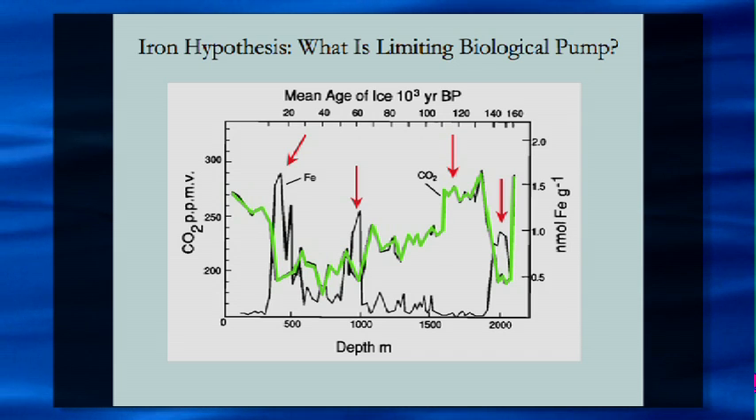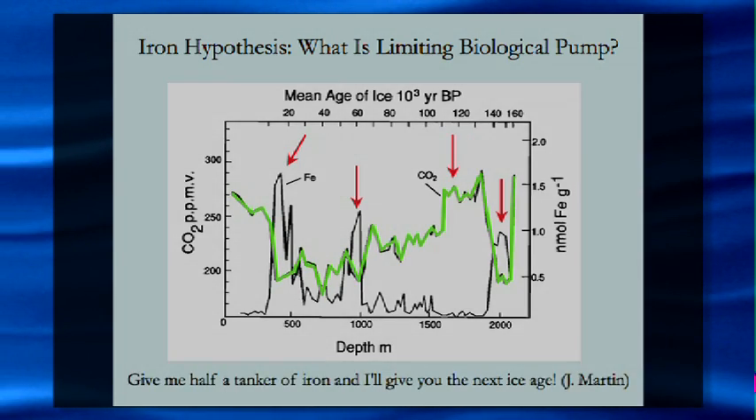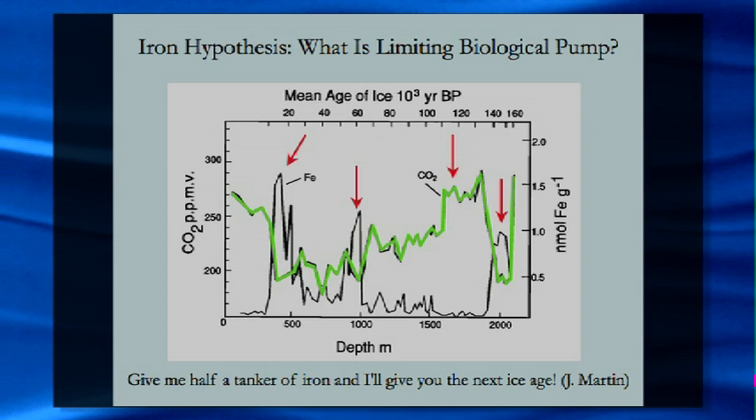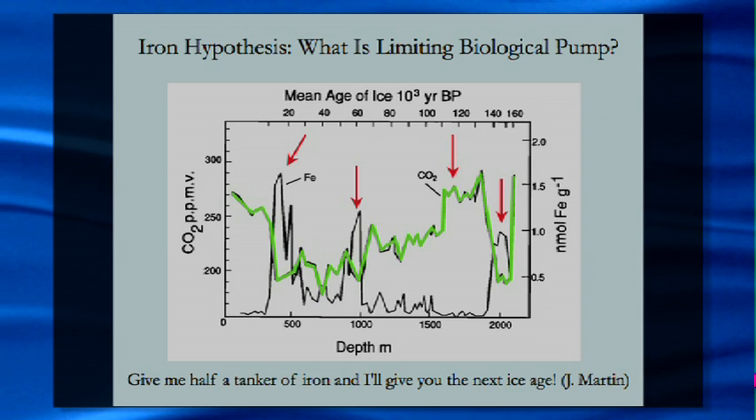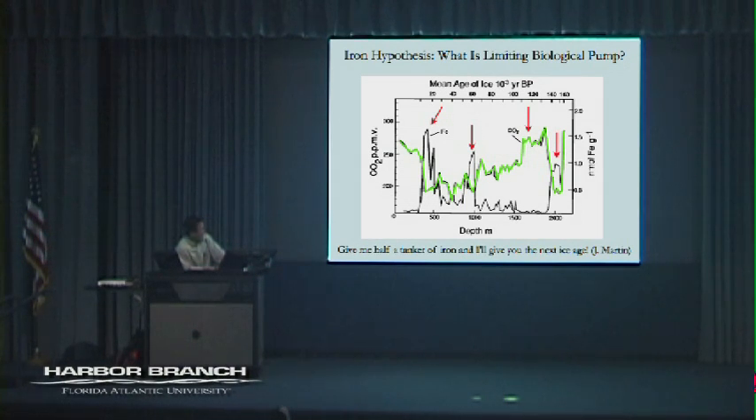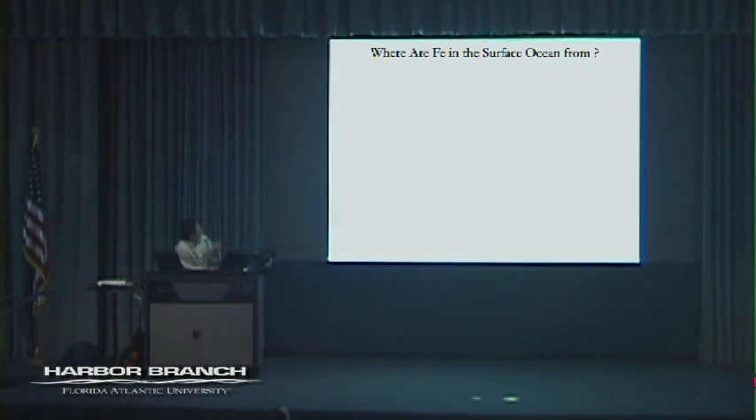So that said, iron is very critical in terms of the CO2 cycle. This is a guy called John Martin. He actually said these words: give me half a tanker of iron, and I'll give you the next ice age. That means if you dump all the iron in the ocean, it will take CO2 out of the atmosphere, and then temperature will go down. All right. So then the next question you naturally ask is, where does the iron in the surface ocean come from?